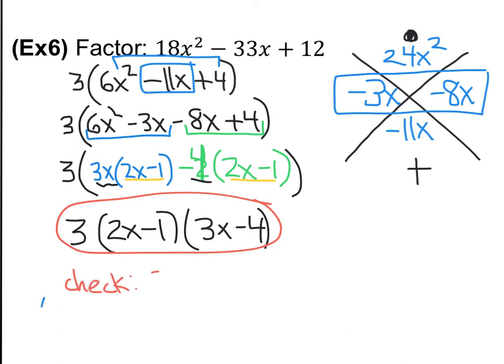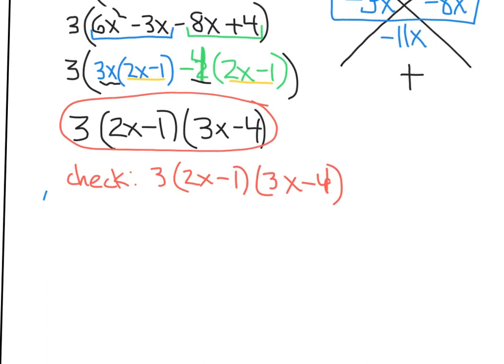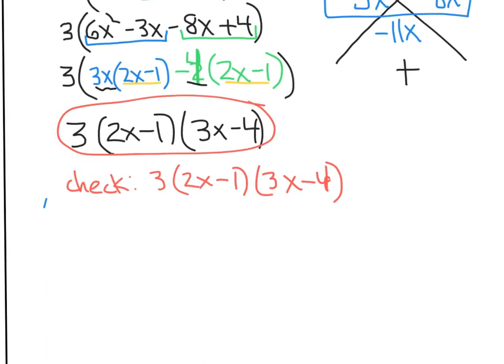We write it all the way. So 3 times the quantity, 2x minus 1, and then times 3x minus 4. You can only multiply 2 items at a time, so make sure that you are multiplying the parentheses first. That's what I would recommend. So distribute the 2x first, and then we will distribute the negative 1. Keep the 3 out in front the whole time.